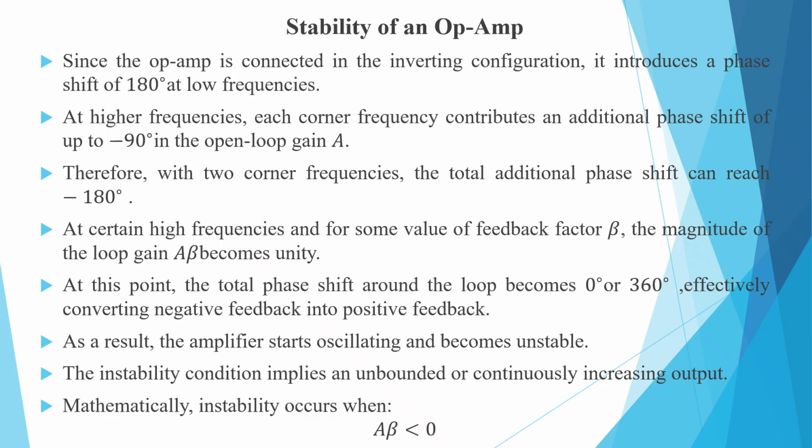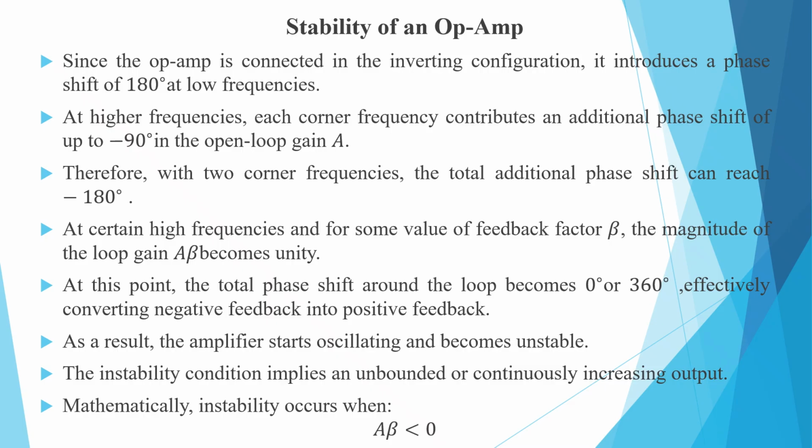In an inverting amplifier configuration, the op-amp already produces a phase shift of 180 degrees at low frequencies. As frequency increases, the internal poles or corner frequencies of the op-amp introduce additional phase lag. Each pole can contribute a maximum phase shift of minus 90 degrees. Therefore, one pole up to minus 90, two poles up to minus 180. When these additional phase shifts combine with the original 180 inversion, the total phase shift can effectively become 360 or 0 degrees. Under this condition, the negative feedback behaves like positive feedback.